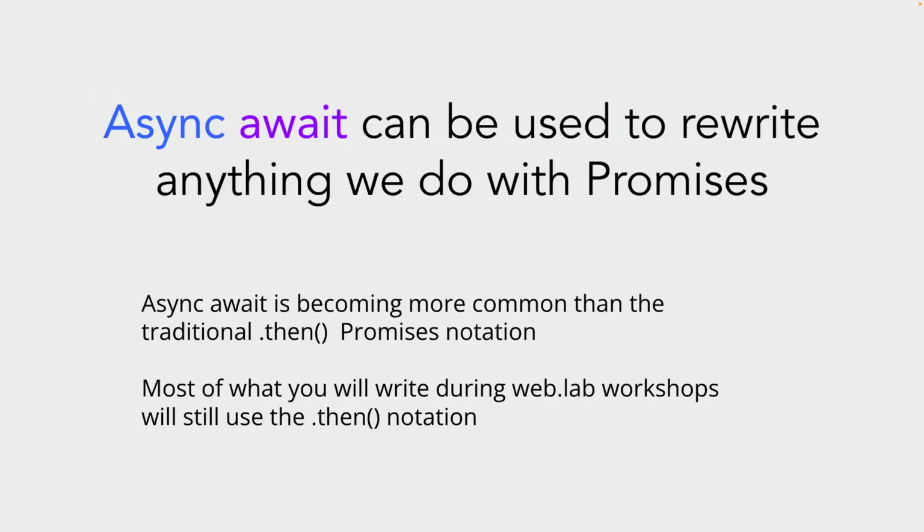In general, you can use async await to rewrite anything you do with promises. And over time, it's becoming more common than the traditional .then notation. We're still going to use the .then notation in workshops just because it's probably more familiar to you, but the async await syntax is well supported and you should use it if you find it comfortable.